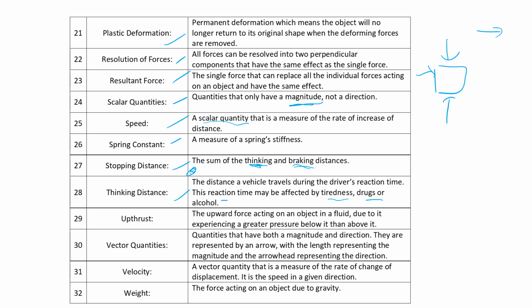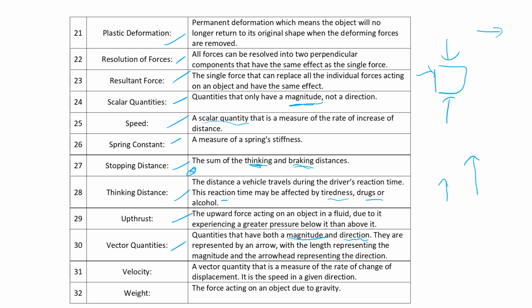The upward force acting on an object in a fluid due to it experiencing a greater pressure below it than above it: upthrust. Quantities that have a magnitude, which is a number, and a direction, represented by an arrow with the length representing the magnitude and the arrowhead representing the direction: vector quantity.